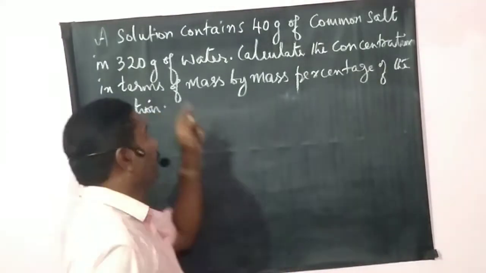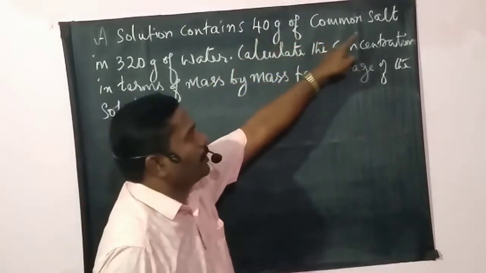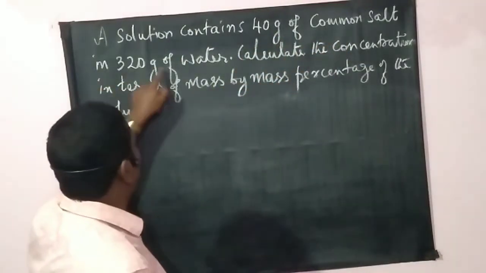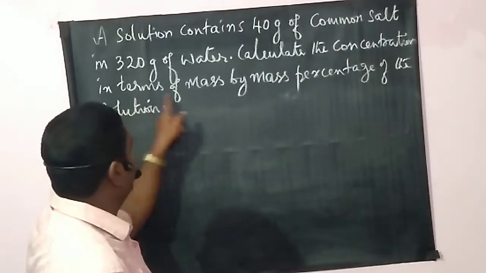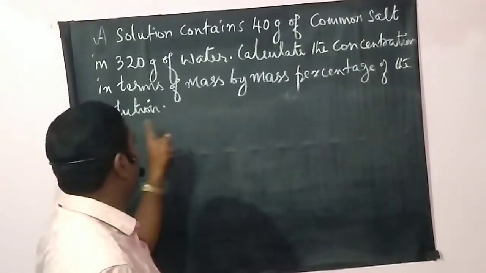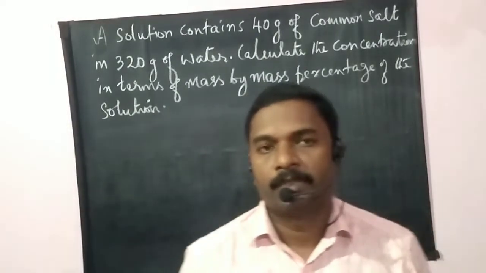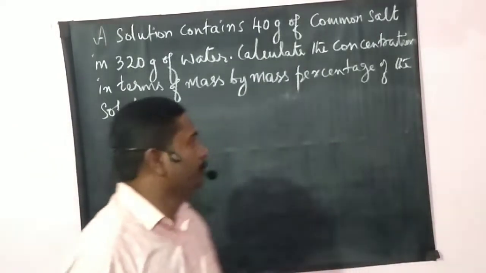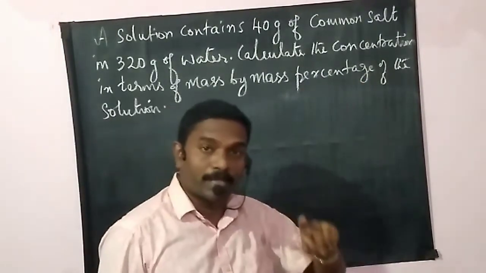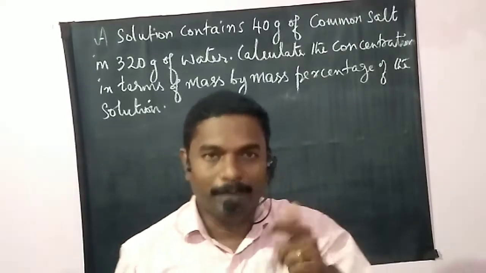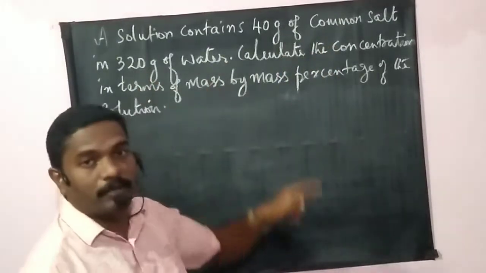See the question. A solution contains 40 gram of common salt in 320 gram of water. Calculate the concentration in terms of mass by mass percentage of the solution. Here we are asking to calculate mass by mass percentage of a solution prepared by mixing 40 gram of salt in 320 gram of water.